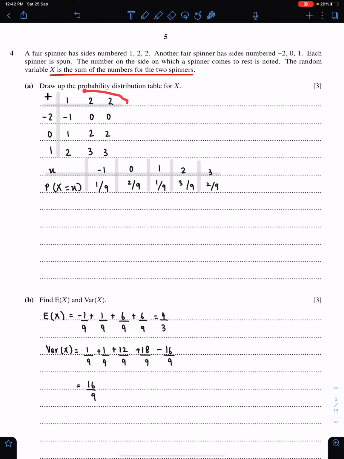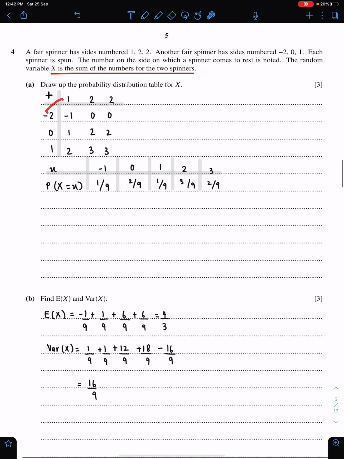So by using the possibility space diagram, we can easily get the possible values of X. This is the possibility space diagram, and the operation is addition. So 1, 2 are here, and these numbers are here. We just need to add them. -2 plus 1 makes -1, -2 plus 2 makes 0, and so on. So these are the possible values of X. So X can take -1, 0, 1, 2, or 3.